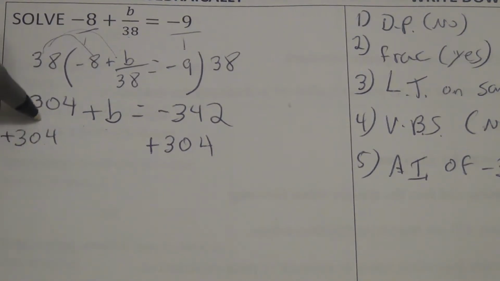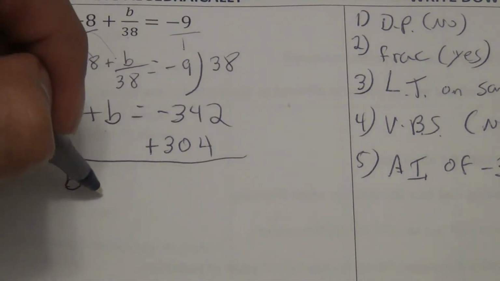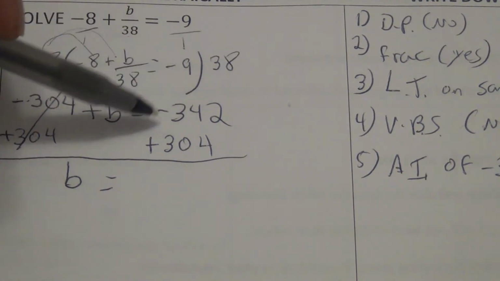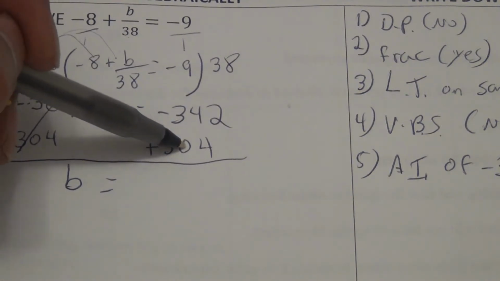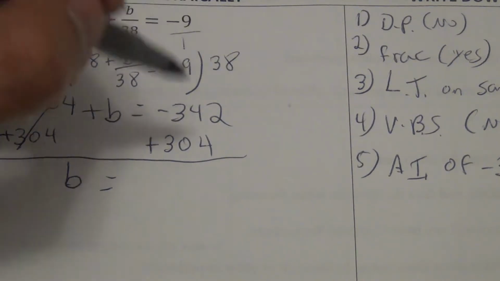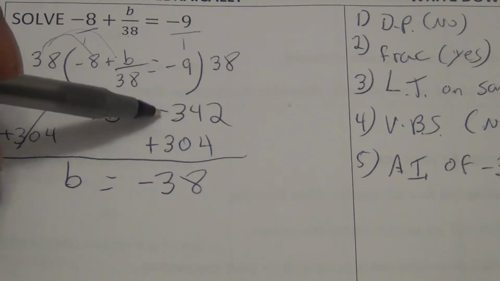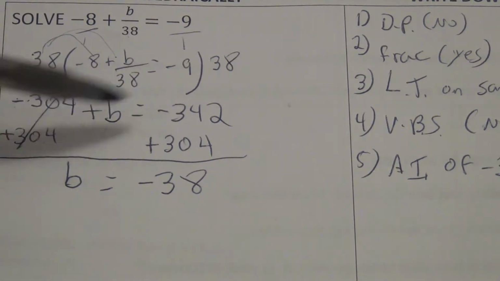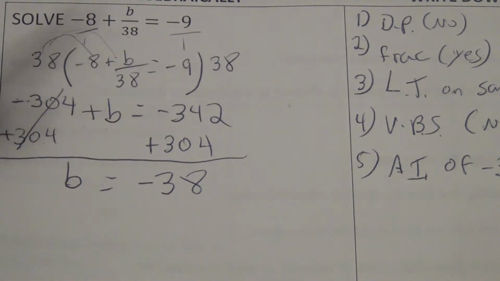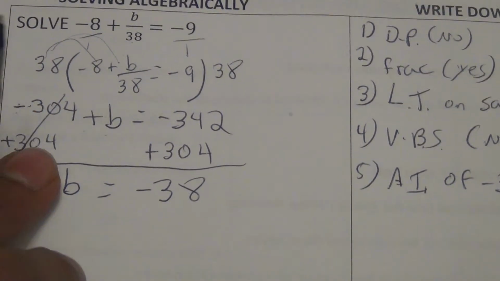I know that this will cancel out, so 0, bring down the b. And this is negative 342 plus 304. They have different signs, so I have to subtract them. So this is negative 38, because when they have different signs, you subtract them and keep the sign of the number that looks bigger without the sign. So that's basically how you solve the equations.